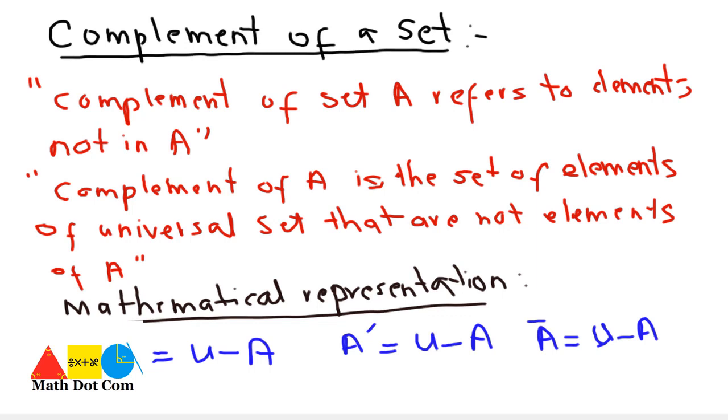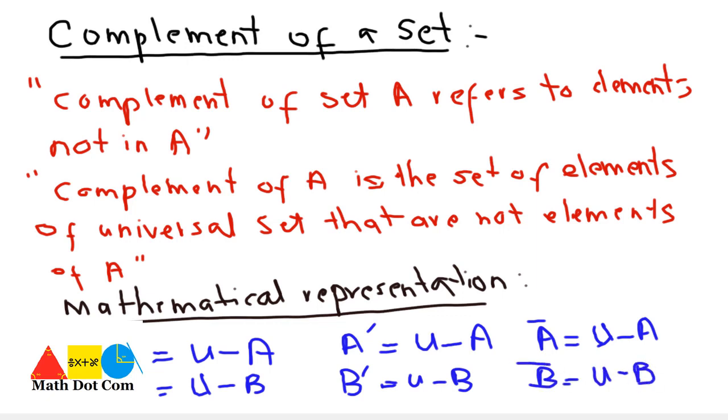Besides A, if you have B, you can write it the same. B complement is equal to U minus B. Again, B dash is equal to U minus B, and B bar is U minus B. This is how you can represent a complement of a set mathematically.